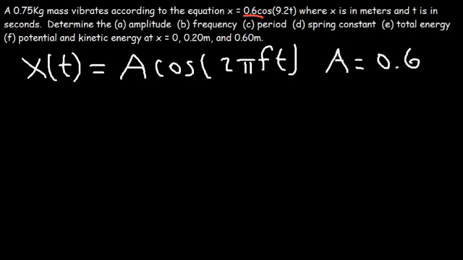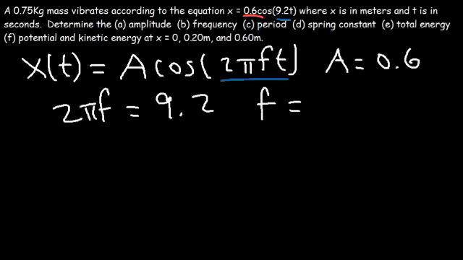Now what about part B, the frequency? Notice that the 9.2, the number in front of t, is equal to 2 pi f. So let's set 2 pi f equal to 9.2, and let's solve for f. To solve for f, divide both sides by 2 pi. So f is 9.2 divided by 2 pi.